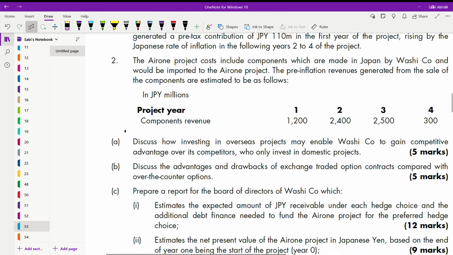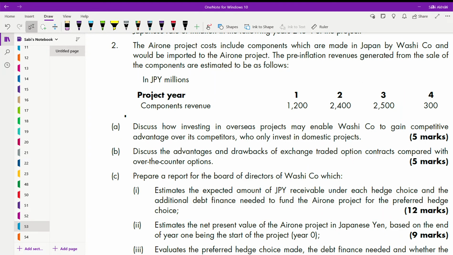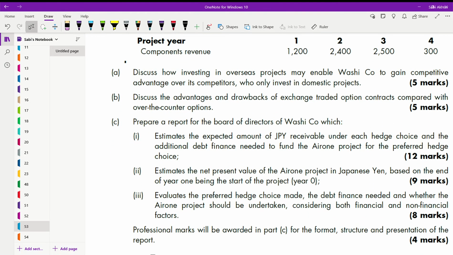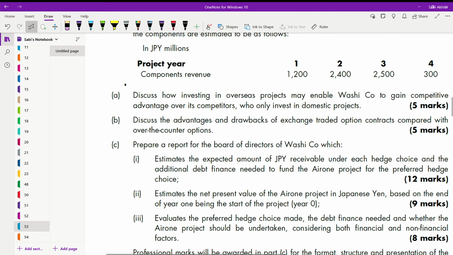So now we'll read the requirements. So A: Discuss how investing overseas may enable them to gain competitive advantage over competitors who only invest in domestic projects. It is purely a theory question that you should be able to handle. Coming to B: advantages and disadvantages of exchange traded compared with over the counter. Very common question. Make sure that you know it.